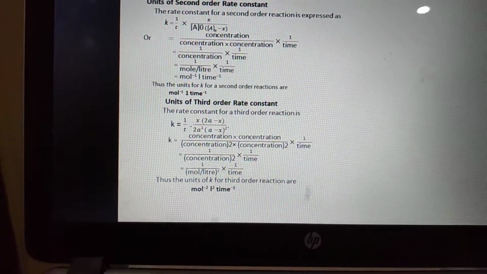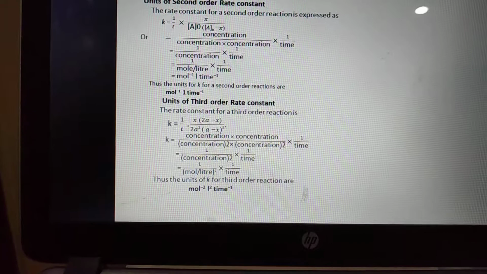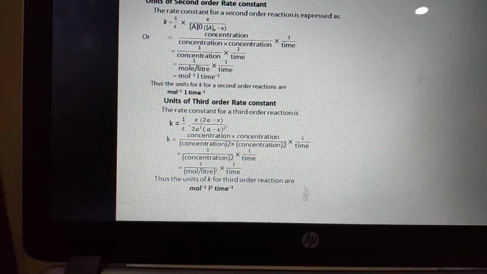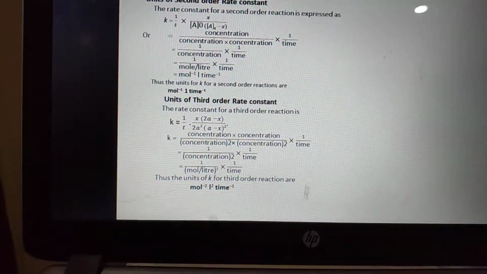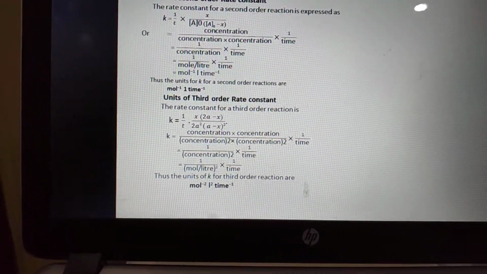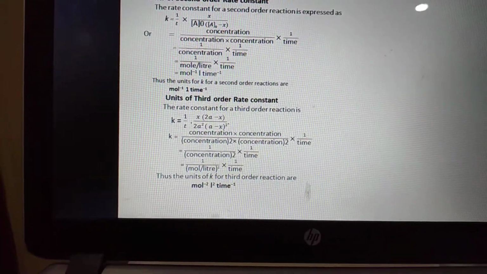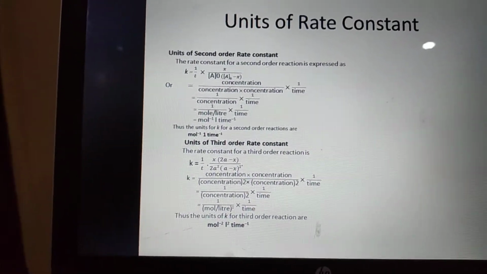So the concentration terms in the numerator cancel with the concentration squares in the denominator, leaving 1 over concentration square multiplied by 1 over time. So 1 over mole per liter square multiplied by 1 over time. Thus the units of K for the third order reaction are per mole square, liter square per time. So these are the units of the rate constant.